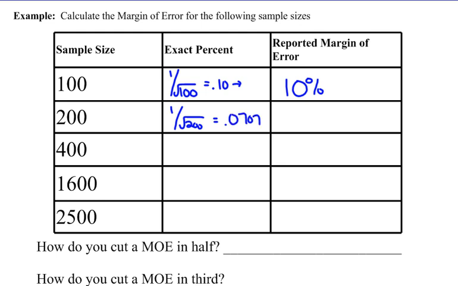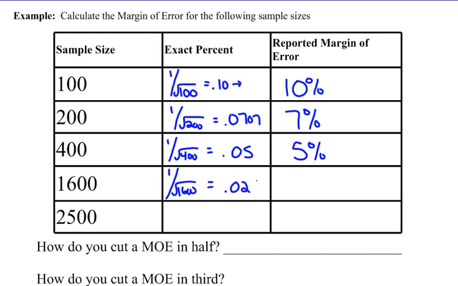And when I make that a percent from a decimal, that's 7%. We round to the nearest percent. 1 divided by the square root of 400, I get 0.05, 5%. 1 divided by the square root of 1600, I get 0.025, which makes it 2.5%. Round to the nearest percent, that'd be 3%. Last one, if I have a sample of 2,500, I get the decimal of 0.02, which is 2%.